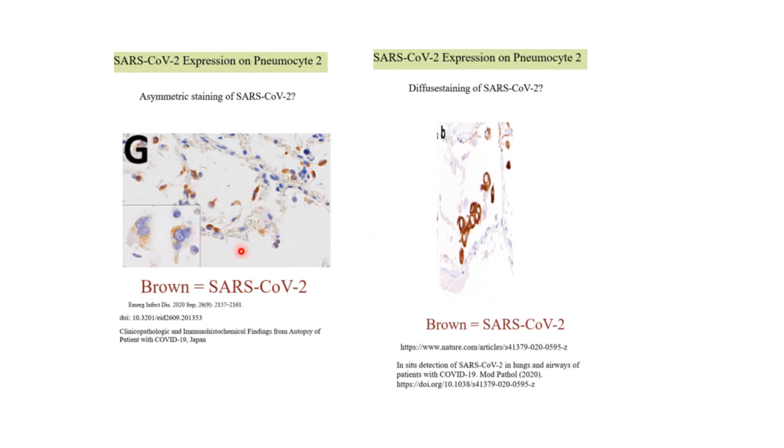Earlier on, we discussed this sample and we showed that SARS-CoV-2 was asymmetrically expressed on type 2 pneumocytes. So remember, there it is SARS-CoV-2 on this surface, but not on this surface here. Here it is SARS-CoV-2 absent on this side, but present on this side. But up here we have diffuse staining of SARS-CoV-2 antigen.